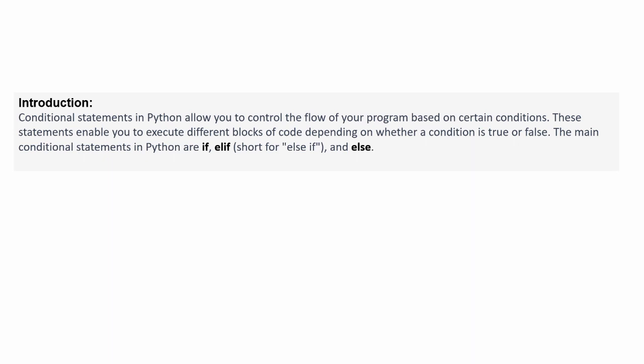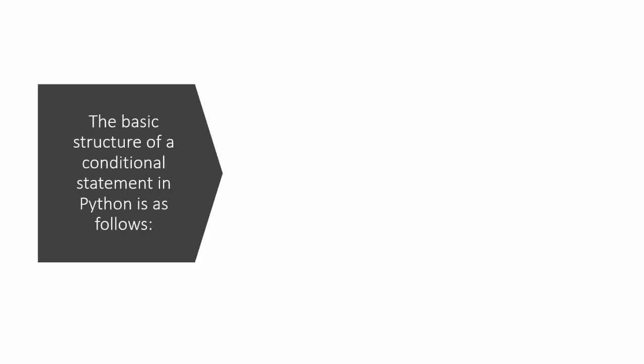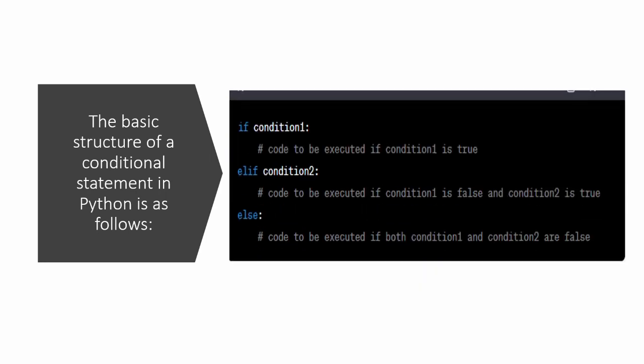Conditional statements allow you to control the flow of your program based on certain conditions. In Python, the primary conditional statements are the if condition, elif condition, and else condition. The basic structure of conditional statements in Python is as follows: if condition, elif condition, and then else condition. The control flow of these conditions is pretty simple.